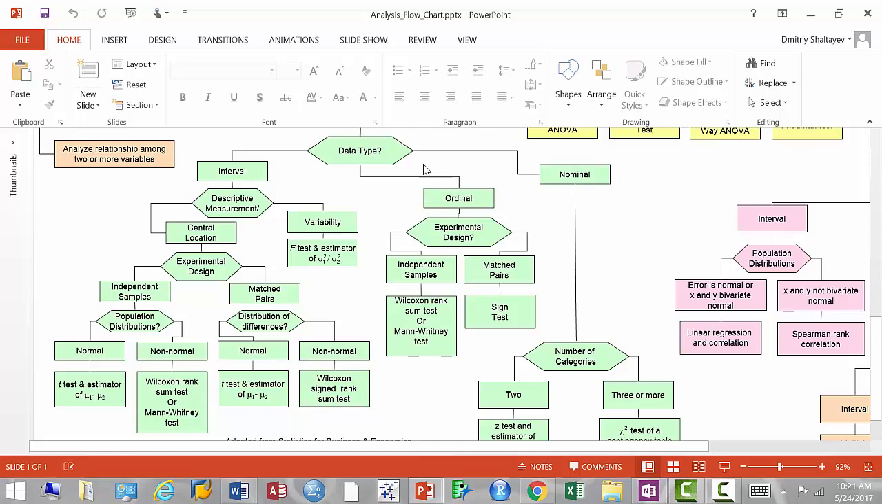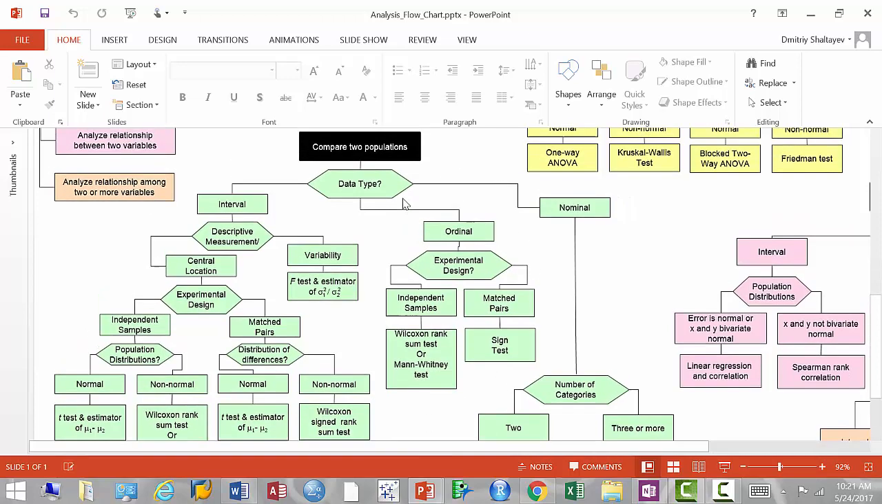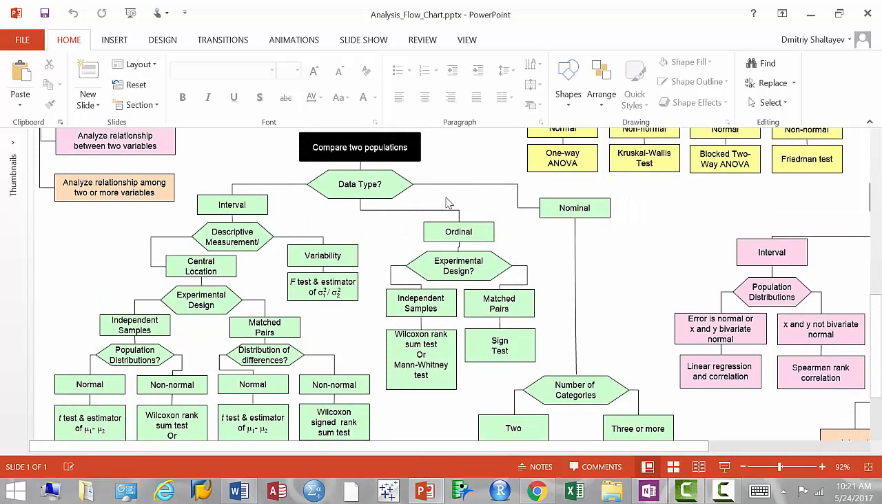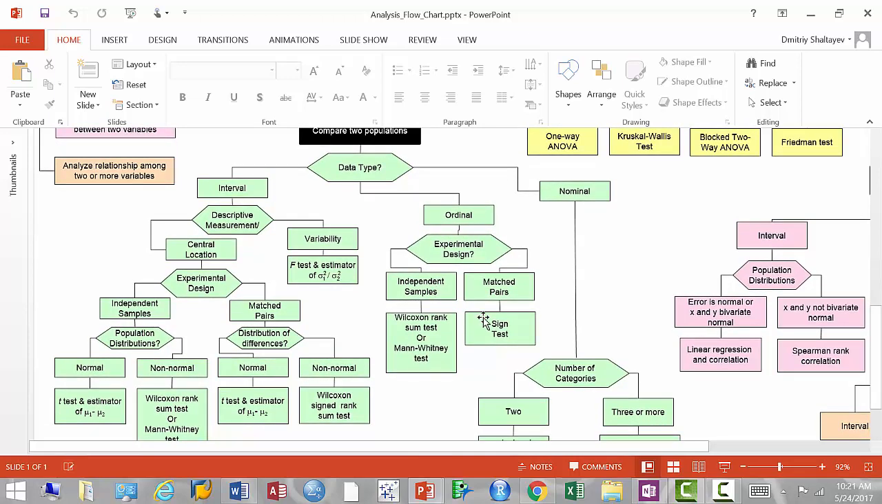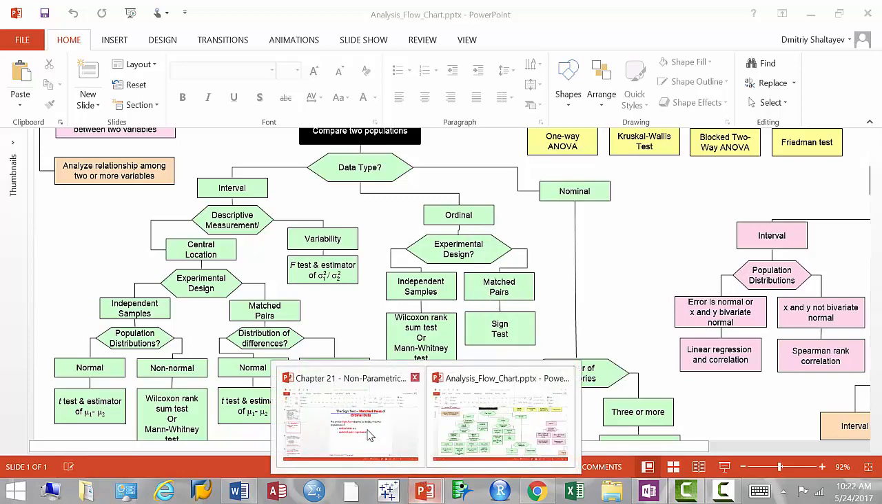Okay? So today we're going to look at another test that refers to comparing two populations. What if your data are ordinal? So we're going to look at the sign test first, and this test is valid only when your data are ordinal and there are matched pairs. So let's go back to slides.